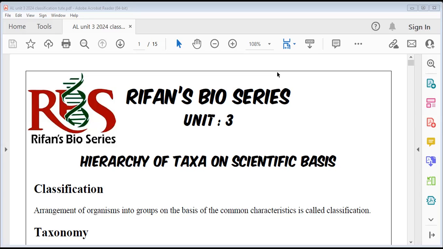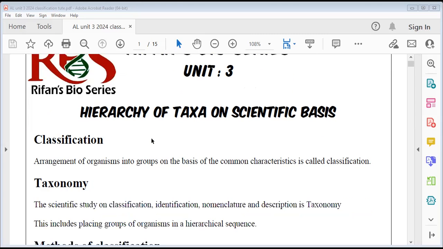Here, the lesson we are going to speak about, although it's called hierarchy of taxa of scientific basis, is just a classification, grouping organisms. Grouping organisms, arranging organisms into groups on the basis of common characteristics. Hereafter, when you go in deep, you will get to know what those common characteristics are. We are doing grouping now. Cnidaria is a group you studied, Annelida is a group you studied. Annelida animals have certain common features among them.